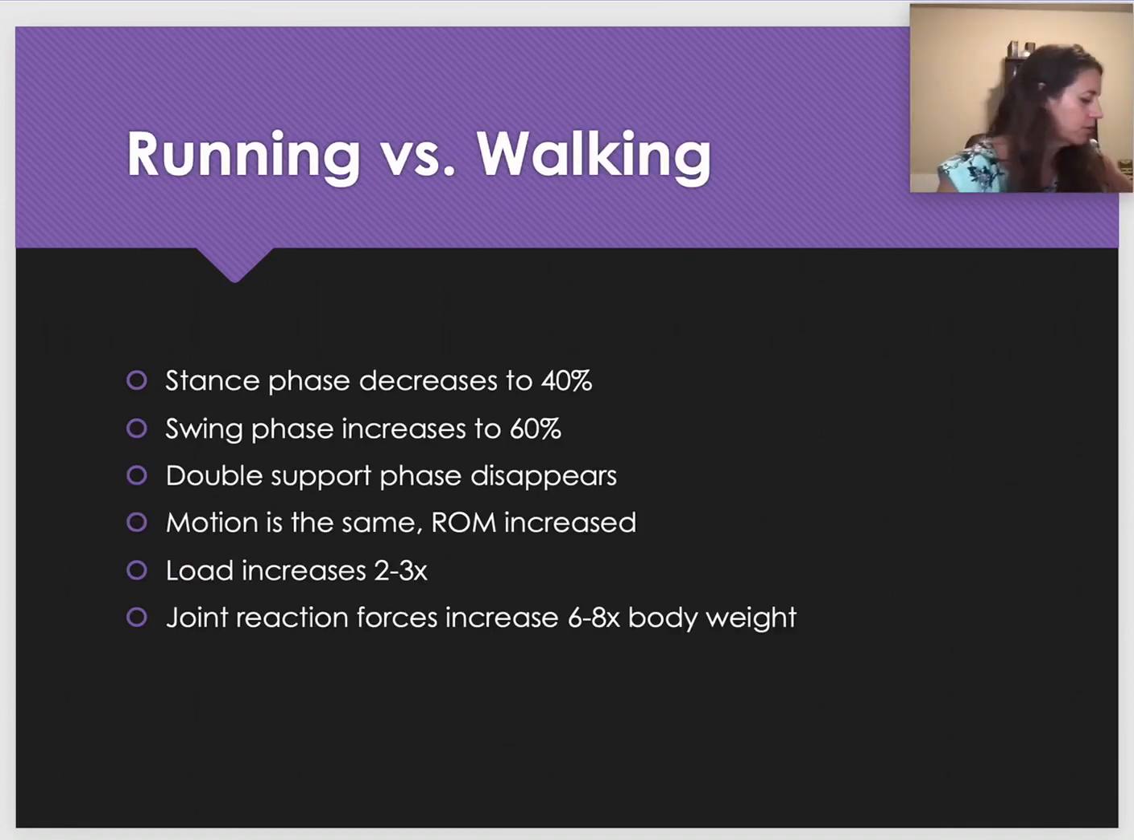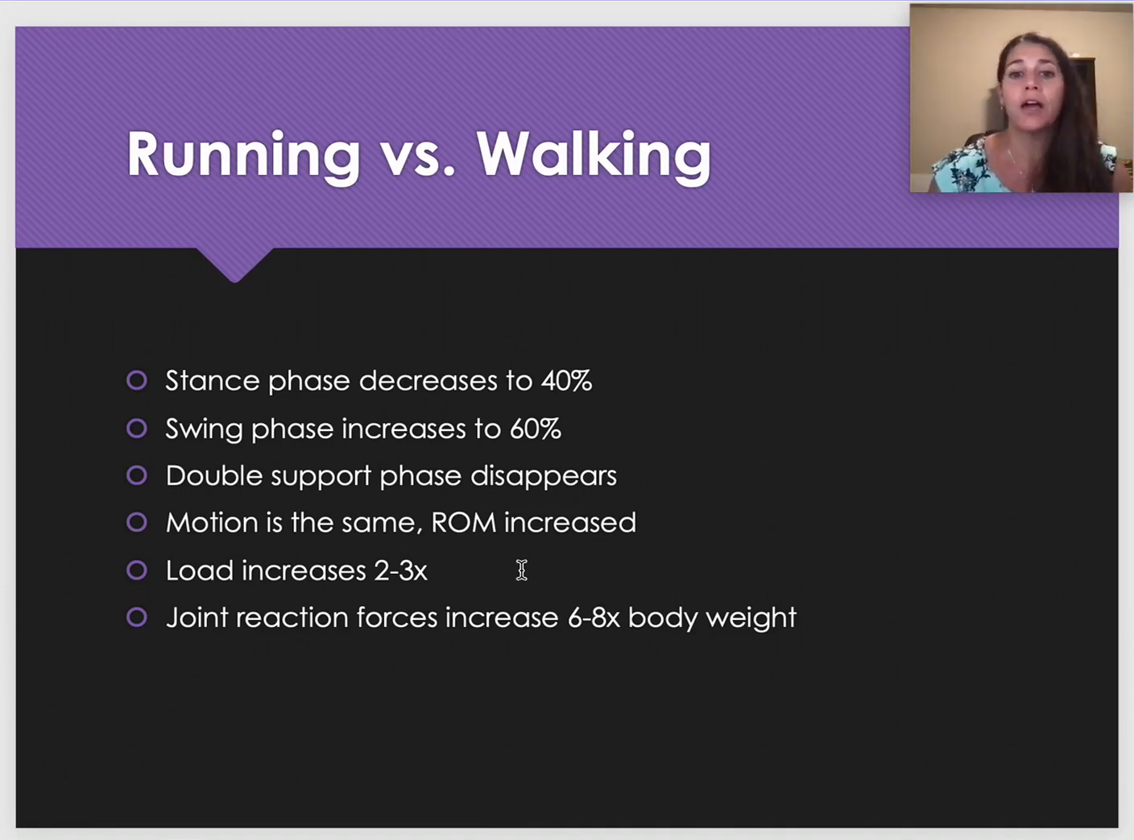Okay, a couple things to remember about walking versus running. Stance phase goes down to 40 and swing goes up to 60. There's some variation to that, but in general, it's easier to remember that they flip-flop. The double support phase disappears. So there will be something called a flight phase, meaning neither foot is in contact with the ground, and sometimes only one foot is going to be in contact.